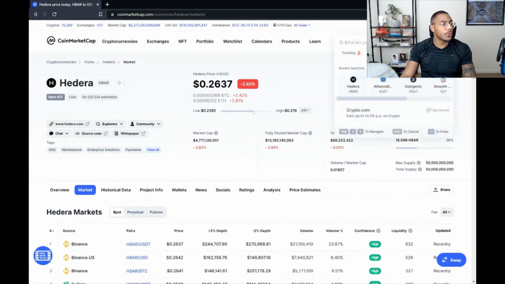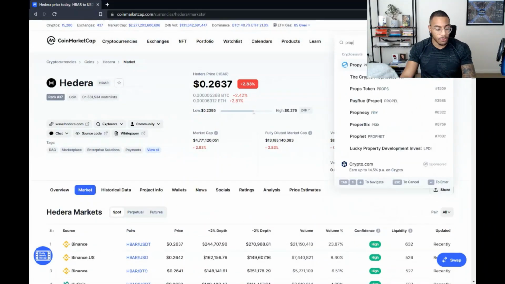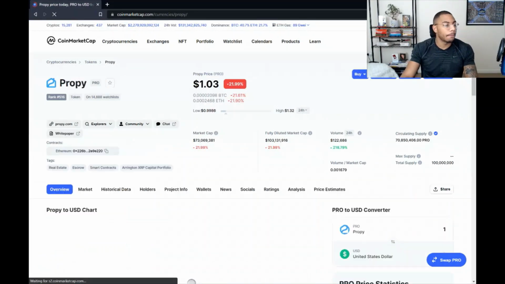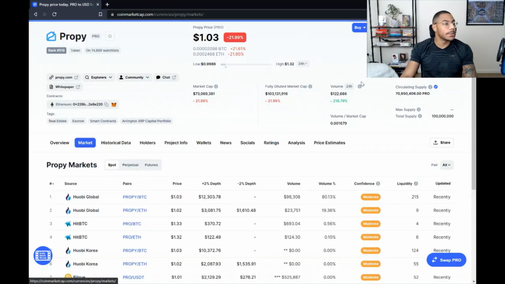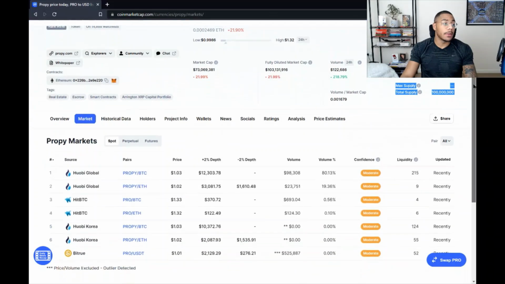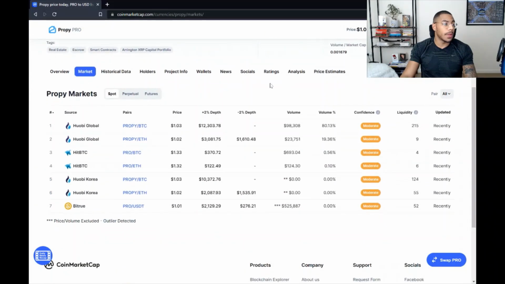And then when it comes to lower cap projects, we'll take Proppy. And when we go over to Proppy's market, you'll see a completely different result. You'll see that actually there's 3 exchanges, okay? Korean version, could be a 4th. So BitTrue, and we only have 1 pair, USDT. Confidence is moderate. Again, that's all based on a sum of data. And again, we look at liquidity, it's actually quite low.